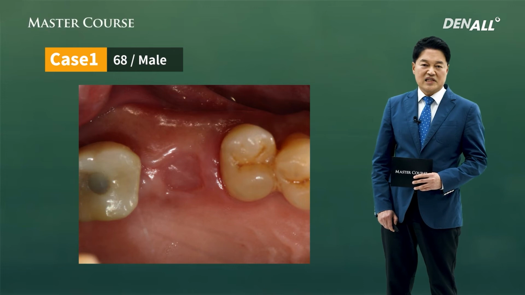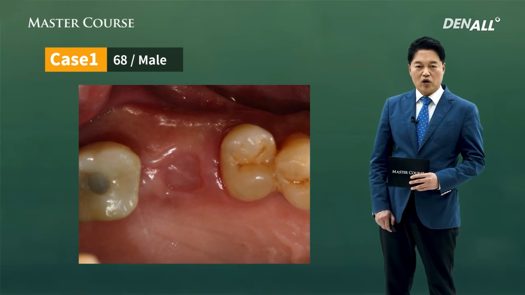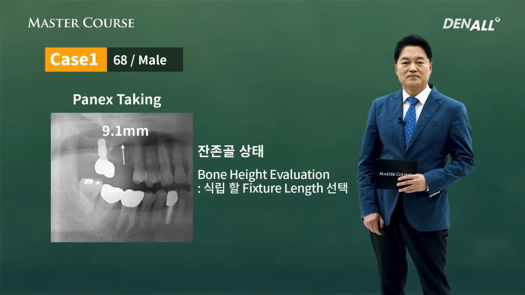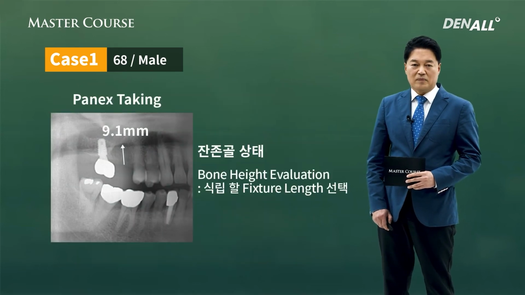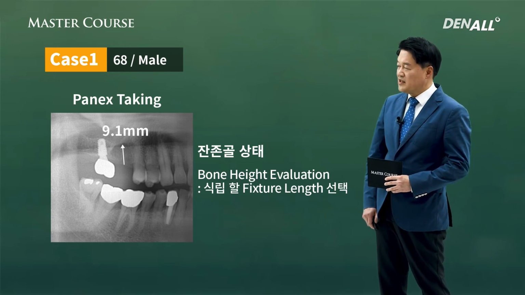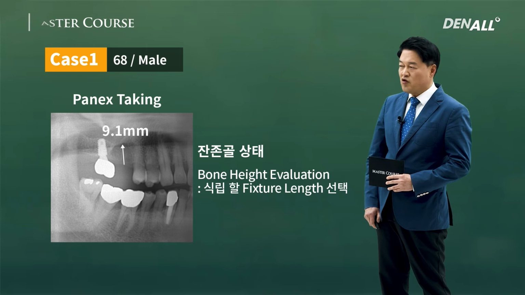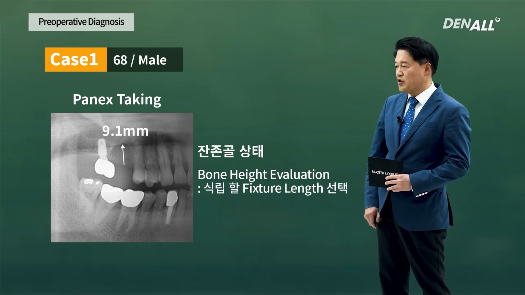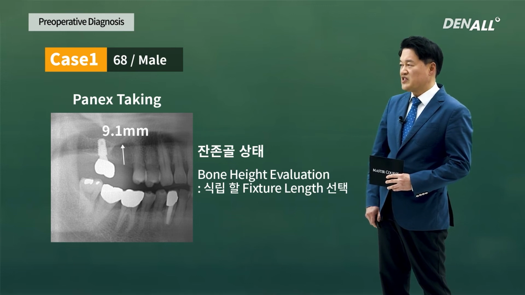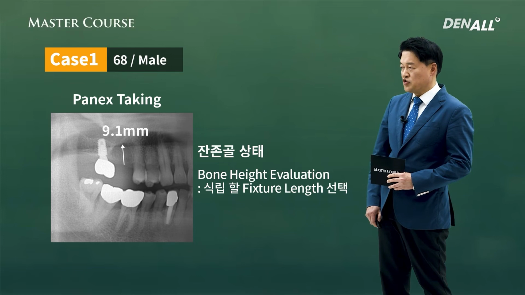A clinical image was taken before surgery to compare before and after and for diagnosis. The buccal lingual side needs to be shown well for treatment planning. After that, a Panex was taken. If you look at the remaining bone, maturation is not fully done. Bone height was evaluated. It was 9.1 millimeter. We can assume that there will be no problem in placing an 8.5 millimeter fixture.